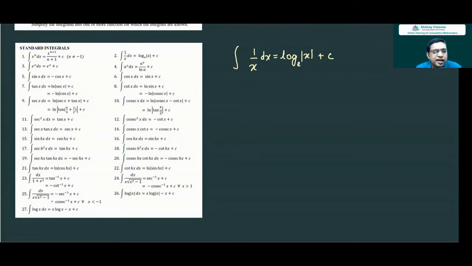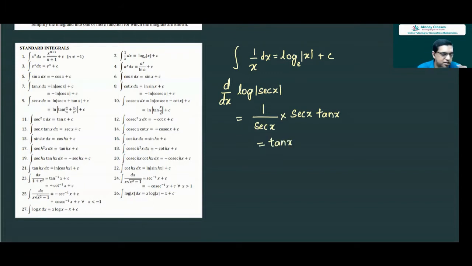Now this is not a direct result from derivatives, but we can see if we differentiate log mod secant x, this is 1 by secant x and the derivative is secant x into tan x. The derivative of secant x is secant x into tan x. So derivative of log mod secant x is tan x.